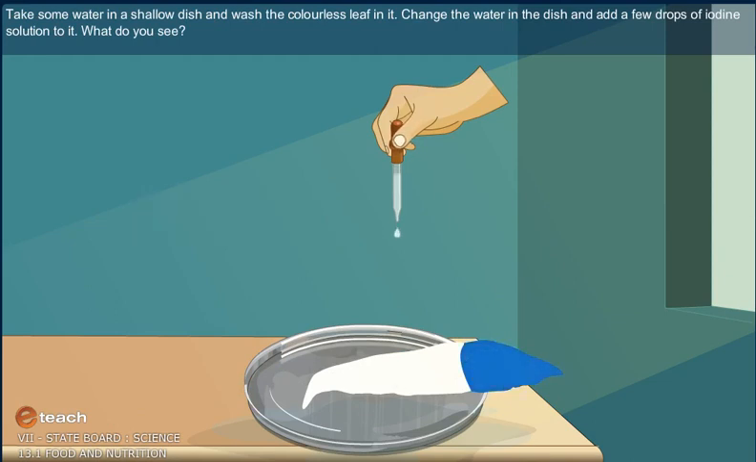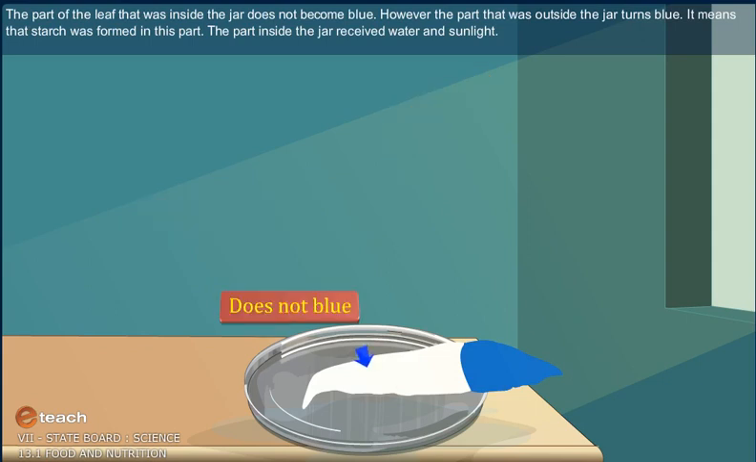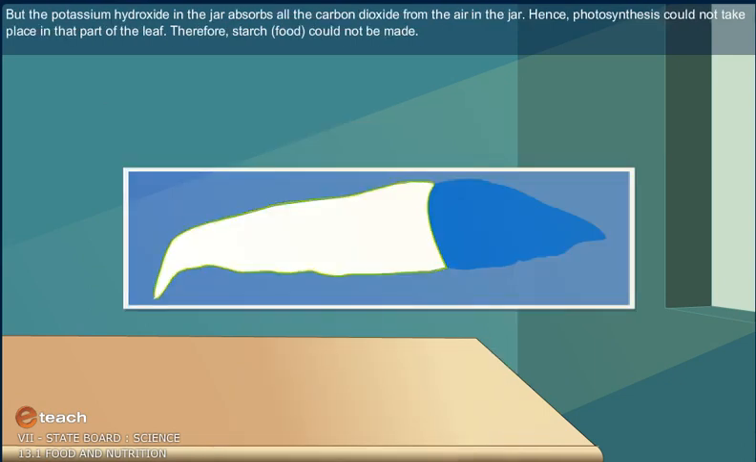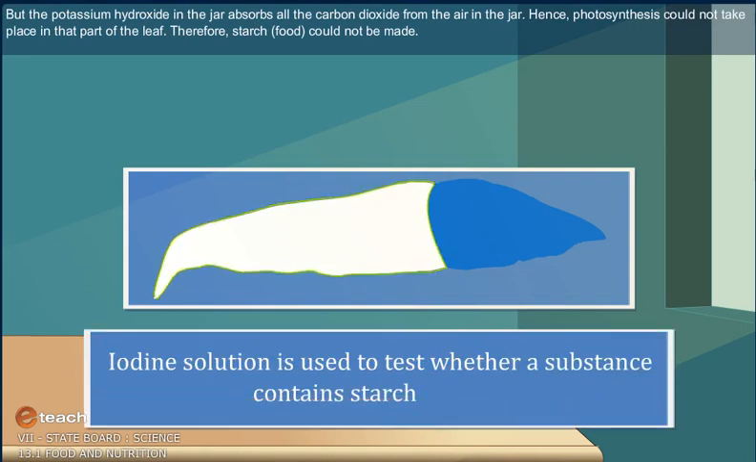What do you see? The part of the leaf that was inside the jar does not become blue. However, the part that was outside the jar turns blue. It means that starch was formed in this part. The part inside the jar received the water and sunlight. But the potassium hydroxide in the jar absorbed all the carbon dioxide from the air in the jar. Hence, photosynthesis could not take place in that part of the leaf. Therefore, starch, that is food, could not be made.